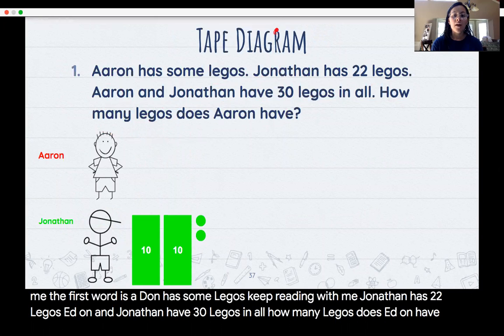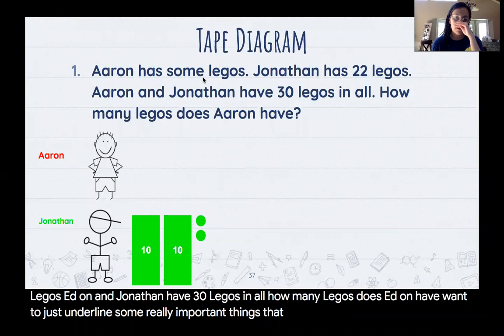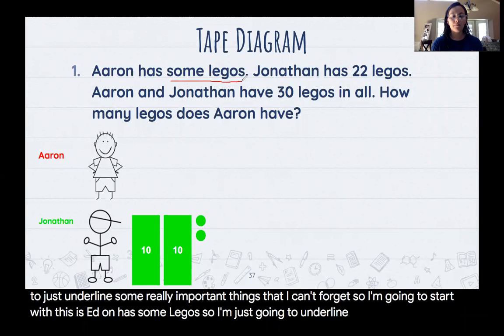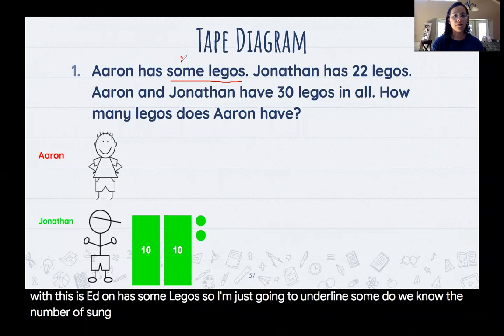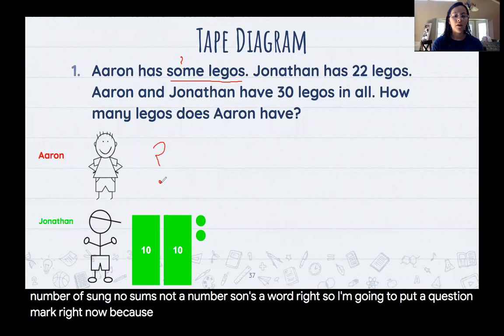Sweet. So now that we've read it, I want to just underline some really important things that I can't forget. So I'm going to start with, it says Edon has some Legos. So I'm just going to underline some. Do we know the number of some? No, some's not a number. Some's a word, right? So I'm going to put a question mark right now because we don't know how many he has.